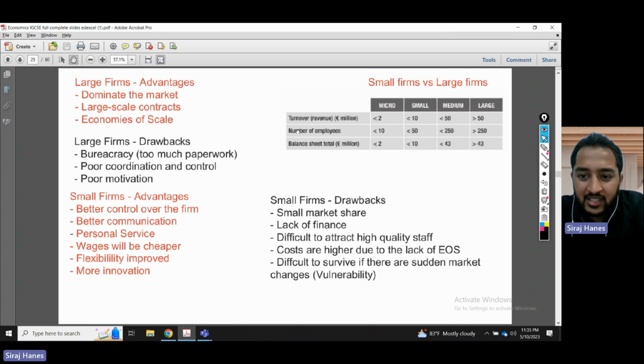This is a little scale that shows you the difference between a micro firm, small firm, medium firm, and large firm based on their turnover, the number of employees, and the balance sheet total. So little things that you can go through.